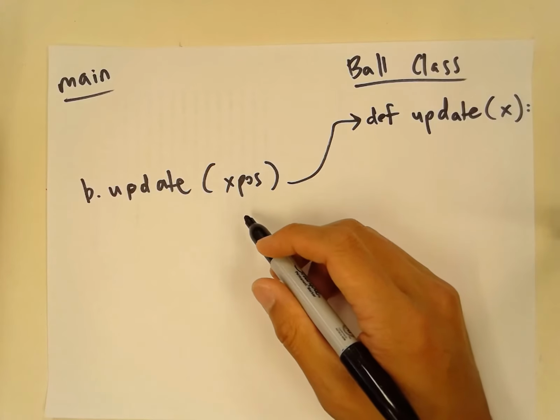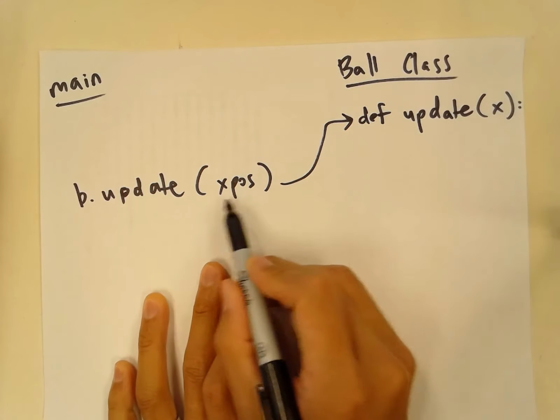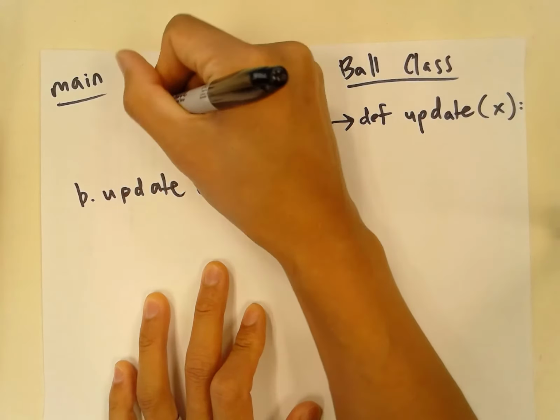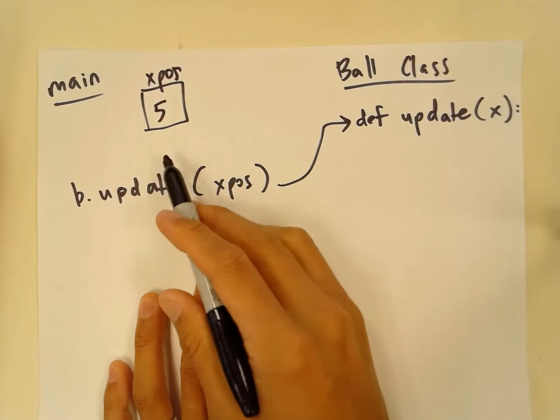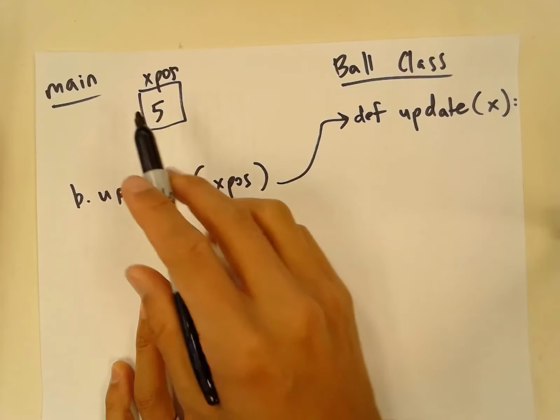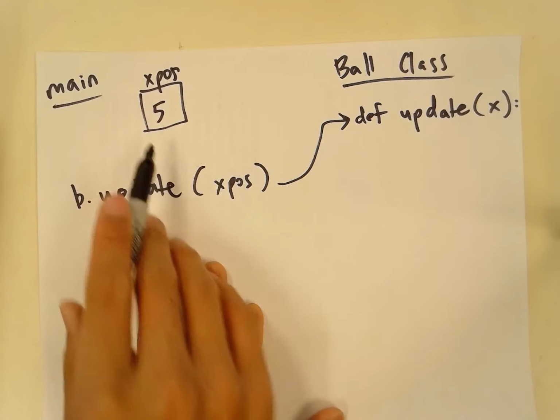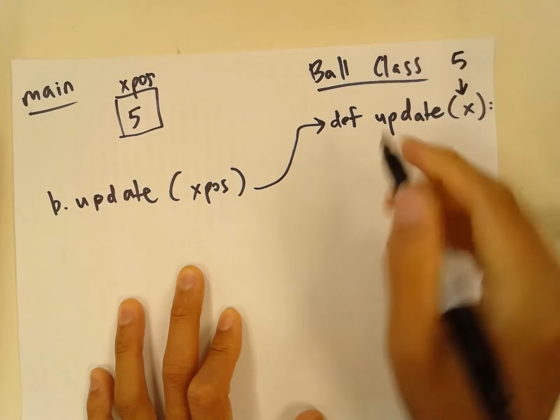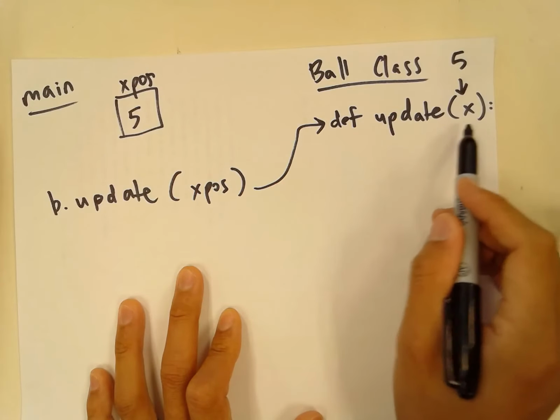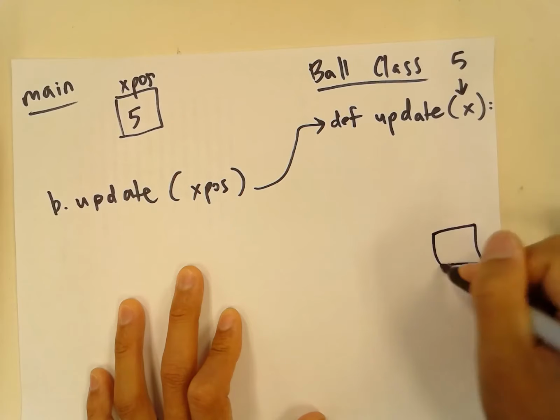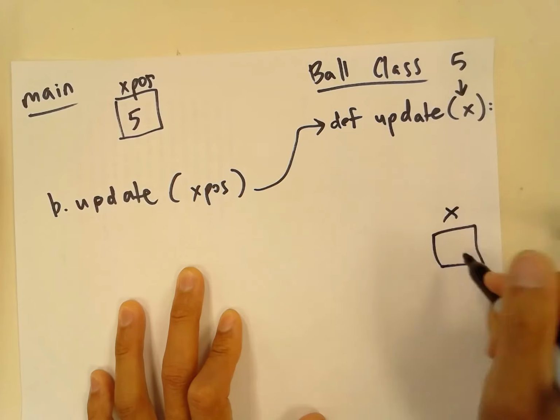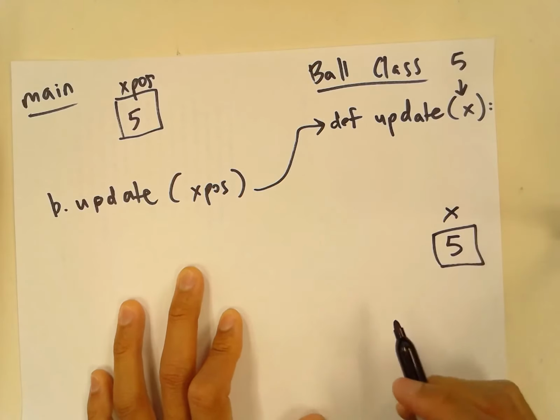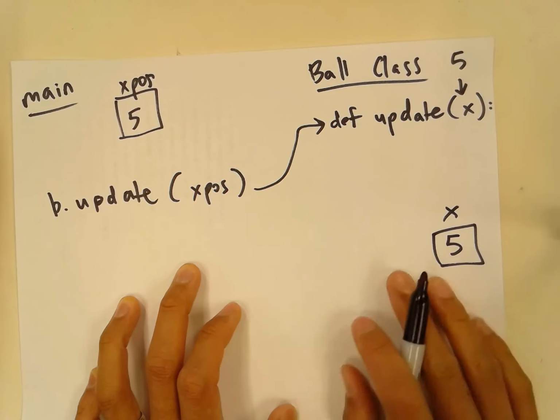But what is passed is not the variable xpos. So main has a variable called xpos, and let's say it's equal to 5. What is passed over to the ball class is not the variable xpos, it is the contents of xpos. So it's the value 5, right? And then when it gets to update, it creates a temporary variable called x and places the value that was passed into x, and then x can be used here in update. Okay, so that's what happens when you pass a variable.